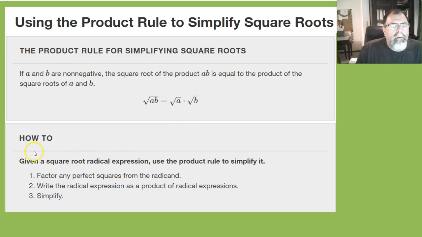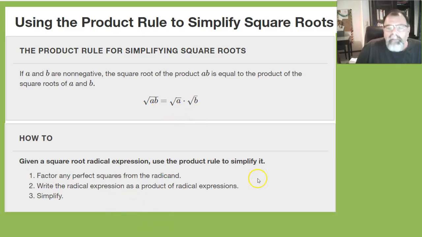All right, so the book gives this detail of how, given a square root radical expression, to use the product rule to simplify it. So your first step, you're going to factor any perfect squares from the radicand. Write the radical expression as a product of radical expressions, basically using the rule above, and then you simplify it.